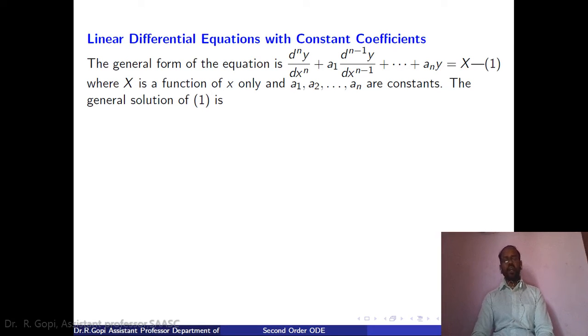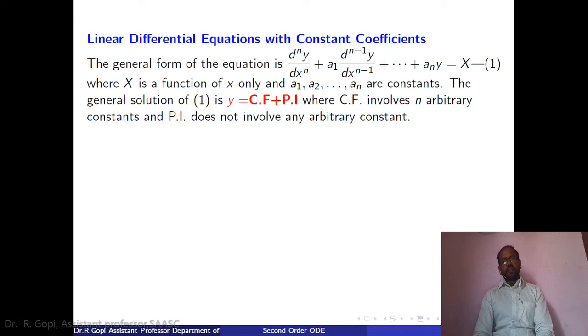If capital X equals 0, then the equation is homogeneous. The homogeneous solution contains only the complementary function, but the non-homogeneous solution also contains a particular integral. So we have to find both the complementary function and the particular integral. The general solution of the differential equation is y of x equal to complementary function plus particular integral.